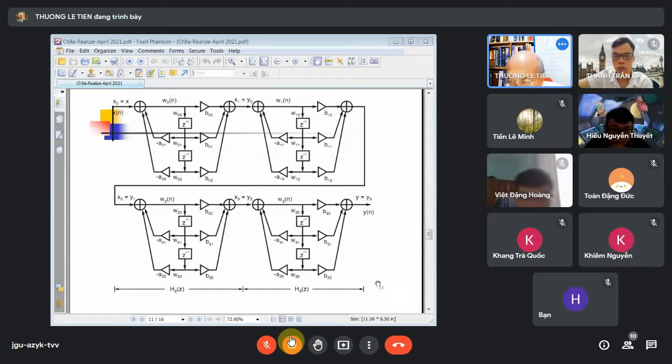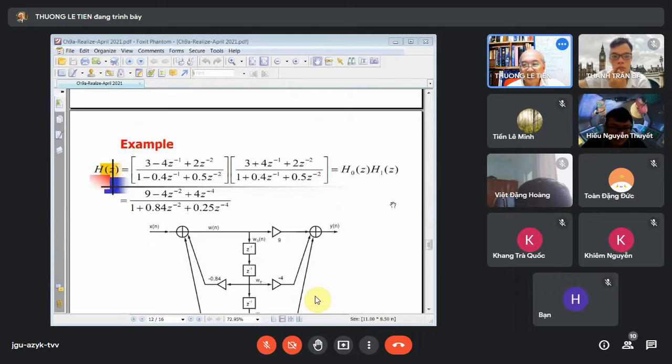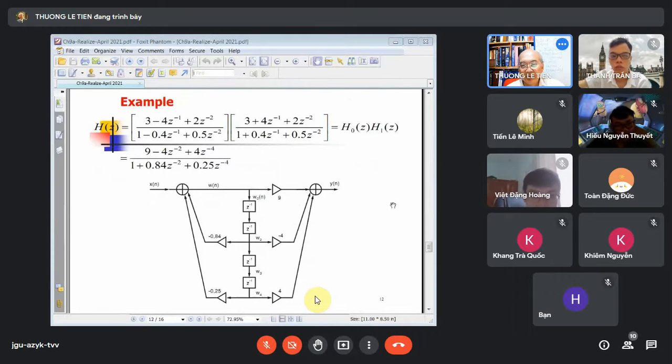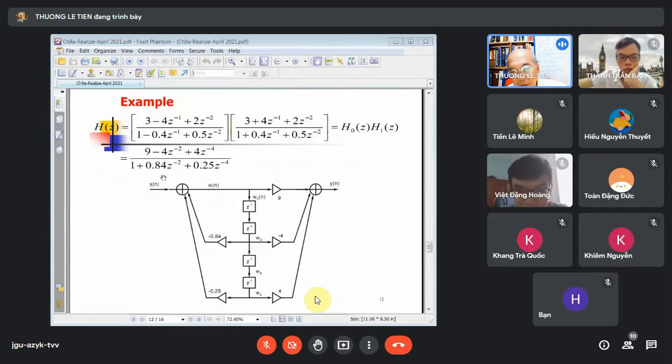Order 4. We have a 4 second order section, so the whole system should be order 4. Look at this example: we have a 2 order section. When we merge them up, the whole system should be order 4.